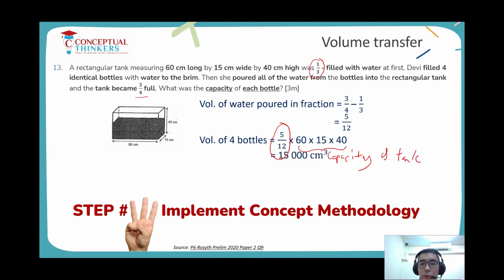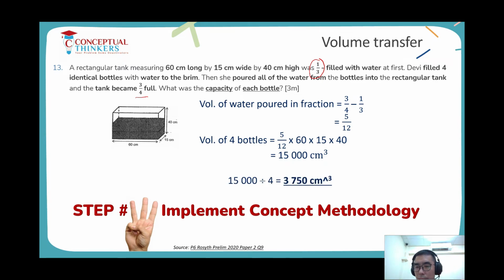Next, we calculate using our calculator, taking 5/12 multiplied by 60 by 15 by 40, and we'll get 15,000 cm3. To get the capacity of one bottle, we just need to take 15,000 divided by 4. Now, this is one of the ways to solve the question.